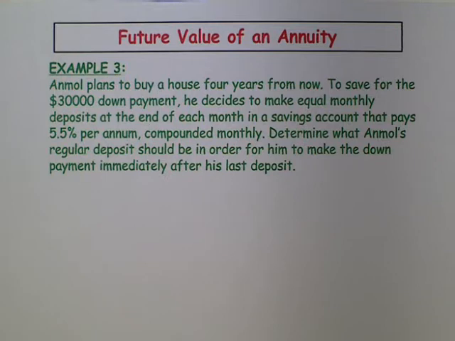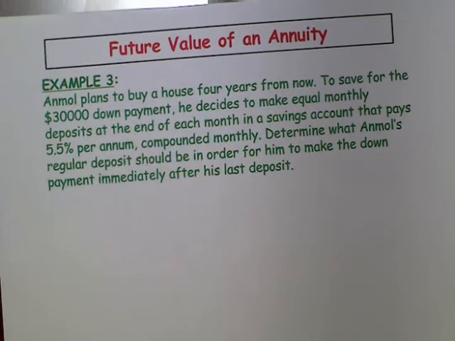Some of the words here might seem a little bit confusing, but basically the gist of the problem is he wants to have $30,000 as a down payment for a house. He's going to be making regular monthly payments so that he can have the $30,000 to put the down payment down for his house. Okay, so is this a compound interest problem or is it an annuities problem?